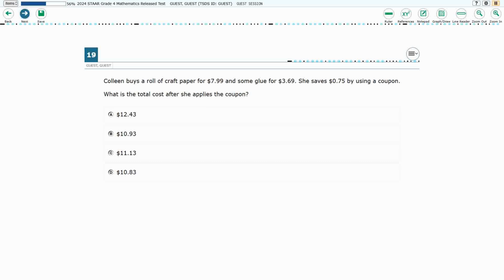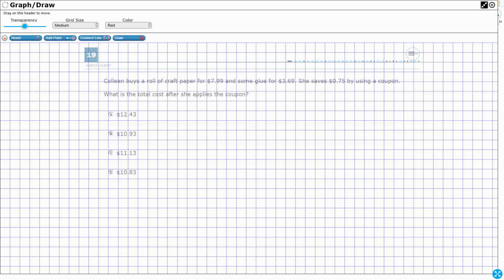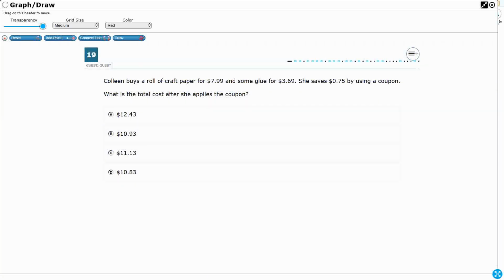Number 19, Colleen buys a roll of craft paper and some glue. She saves 75 cents with a coupon. What's the total cost? So we are adding and subtracting whole numbers and decimals. This is 4.4a. So let's just think what she's doing. She's buying a roll of craft paper here. So it's going to be $7.99. That's my craft paper, CP. And then she's also buying some glue for $3.69.